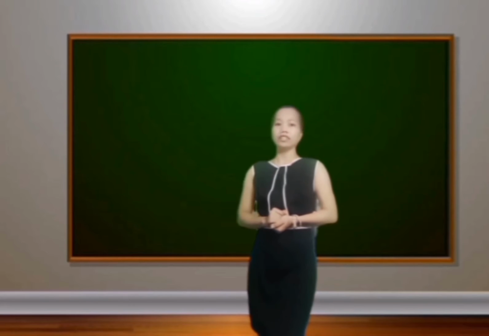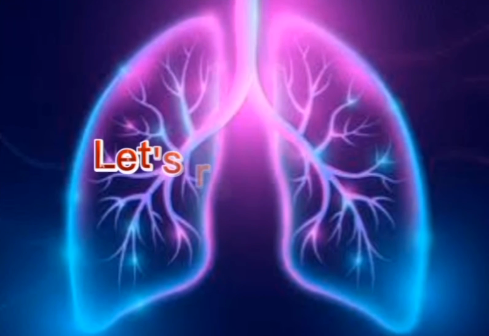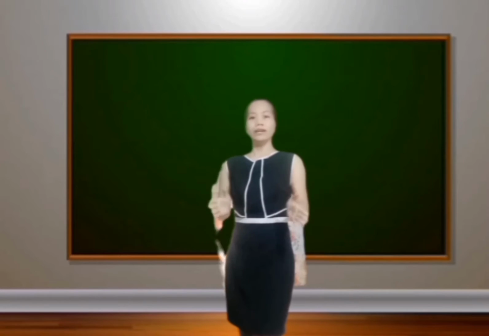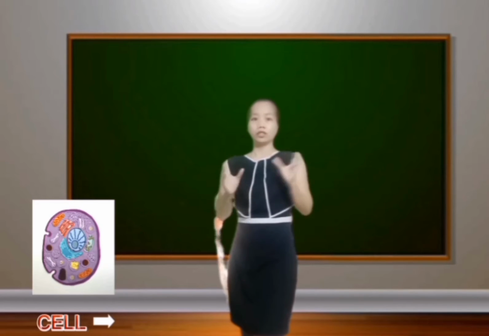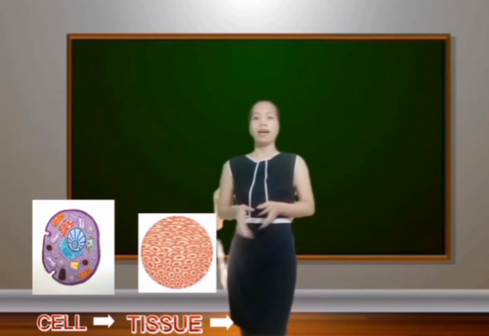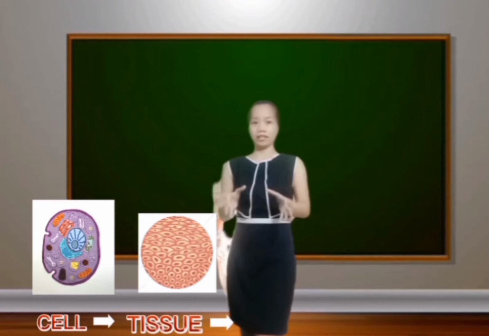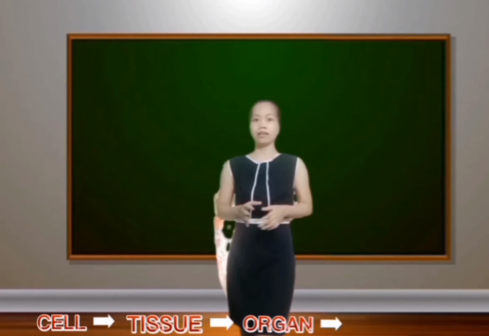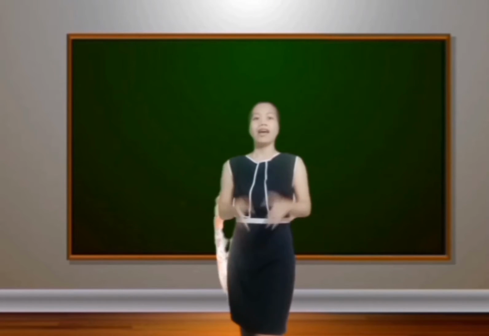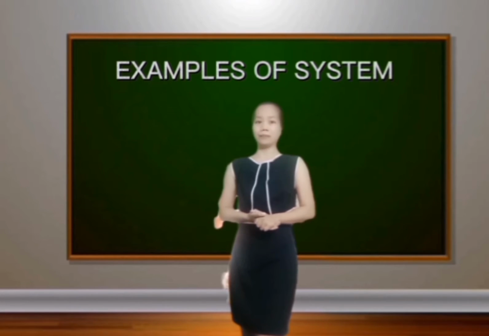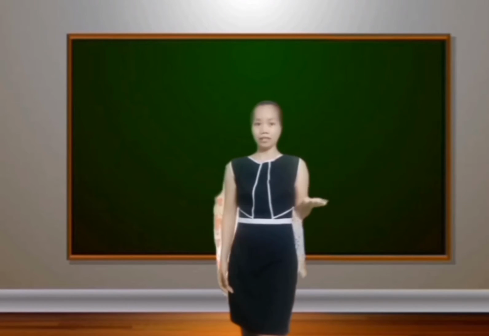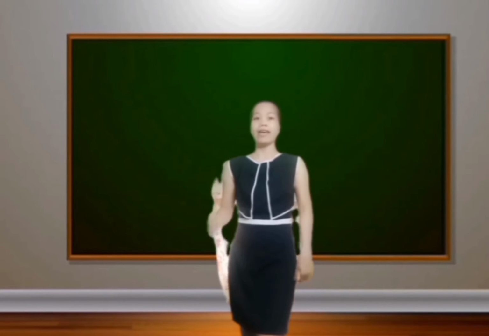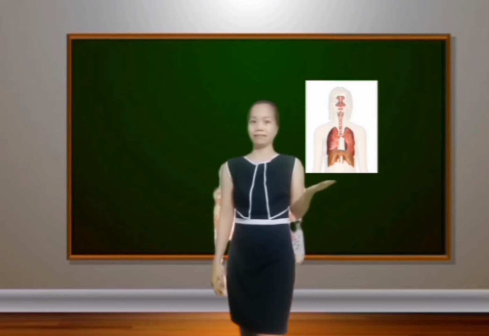Before we start, let's have a review first. We all know that our body is made up of cells, and many cells that join together make tissue, and tissues together make an organ. The organs make the system. Here are some examples of systems: nervous, digestive, muscular, skeletal, reproductive, circulatory, and respiratory system.